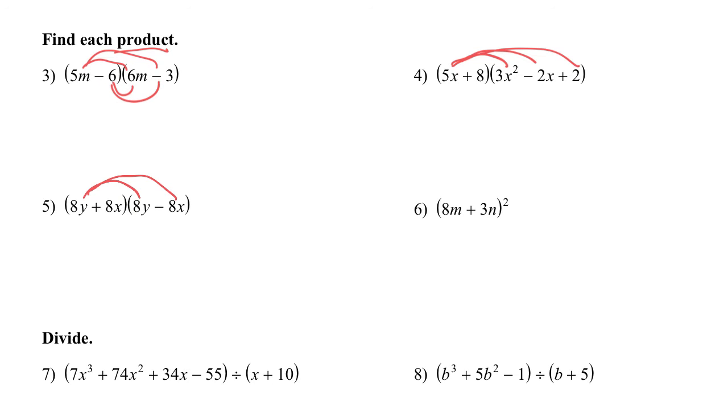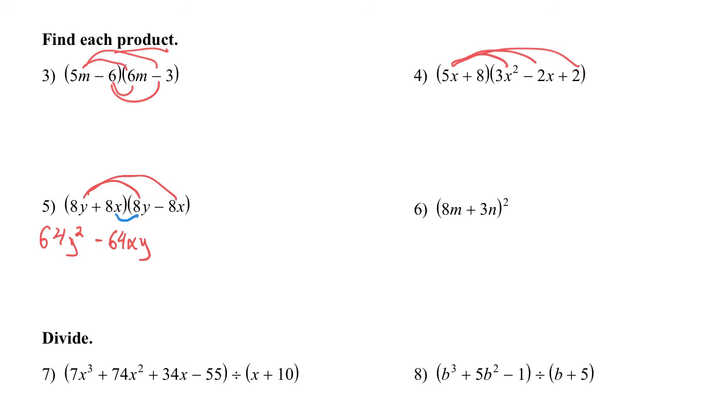So 8y times 8y will be 64y squared. 8y times negative 8x will just be negative 64xy. The order of the x and y doesn't really matter. I usually put them alphabetical. So that's it for the 8y. Then we go to the 8x.